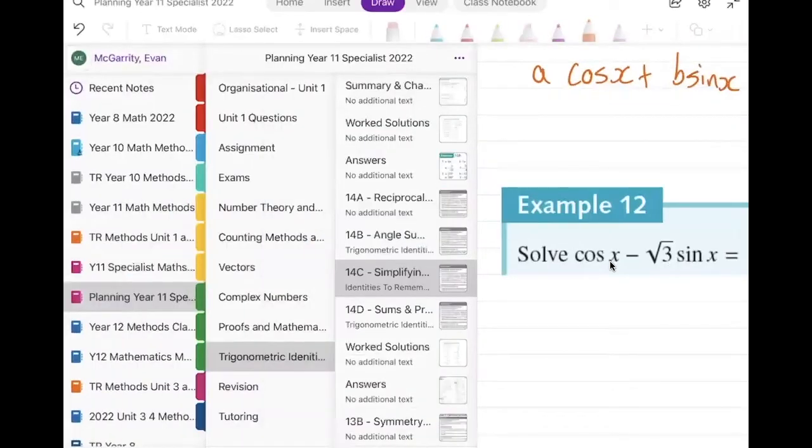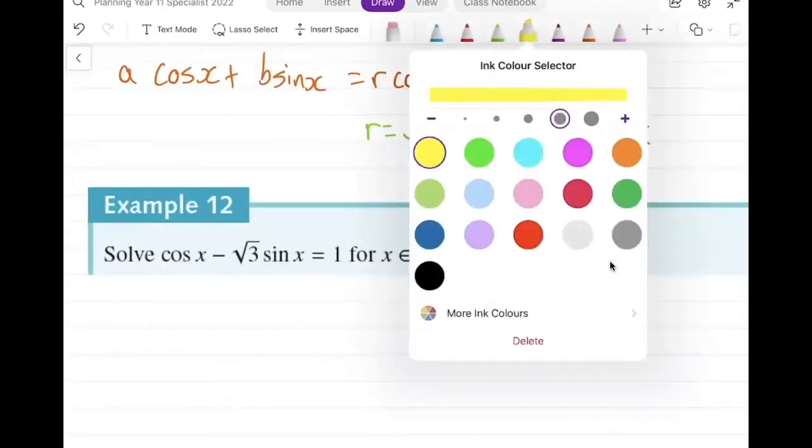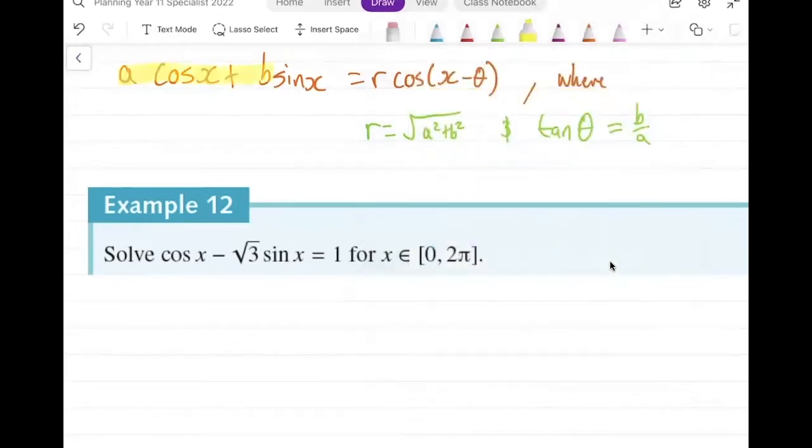I'm just going to do one example for this one. That is simplifying equations in the form of a cos x plus b sine x. So we want to simplify expressions like this. You can see I've got a question here that's written in a similar format.